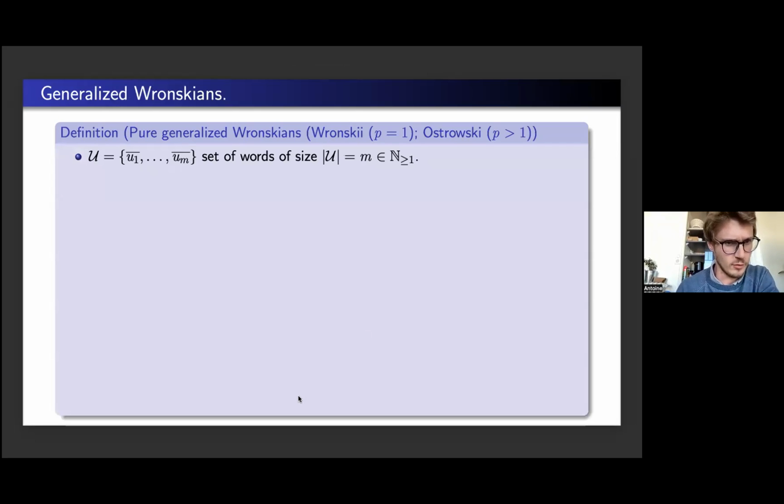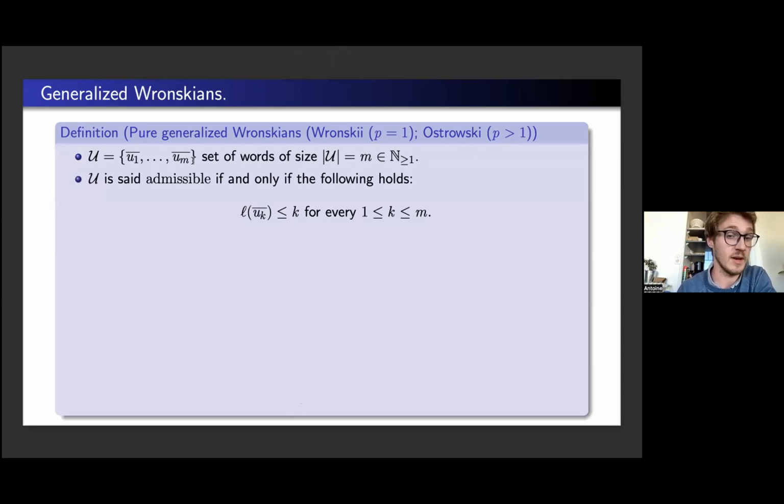The definition goes as follows. We'll define pure generalized Wronskians, which are due to Wronski for p equal to 1 and Ostrowski for p strictly greater than 1. We take U a set of m words, and we'll say that U is admissible if and only if the following condition holds. We require that the length of u_k is less than or equal to k for every k between 1 and m. Of course, for this to make sense, one has to set an ordering in order to list the words of the set U.